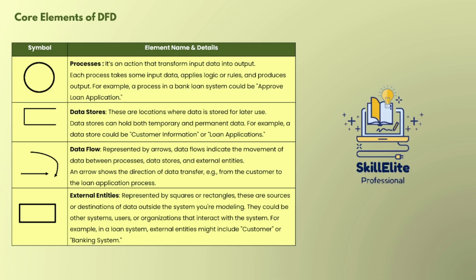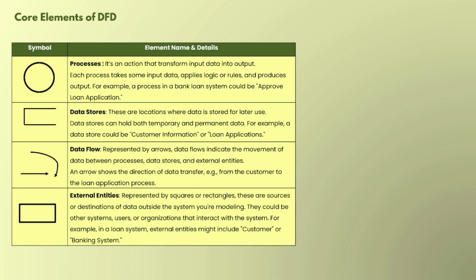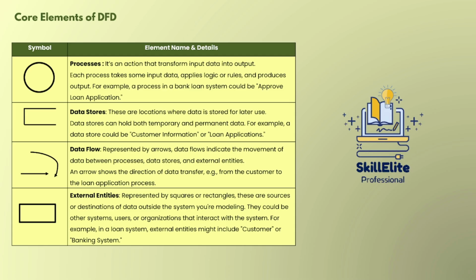Then the symbol for data storage: the data store is shown as a rectangle which is open at one side. These are the locations where data is stored for later use. A data store can hold both temporary and permanent data. For example, a data store could be customer information or loan applications.